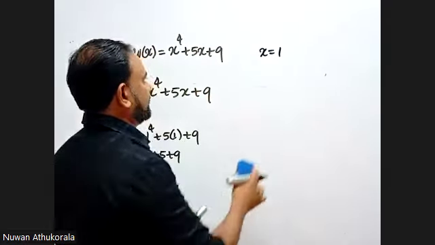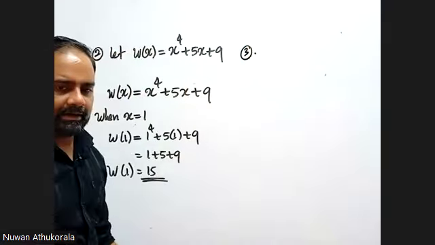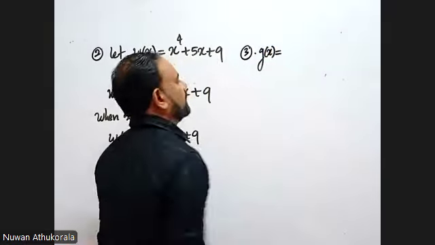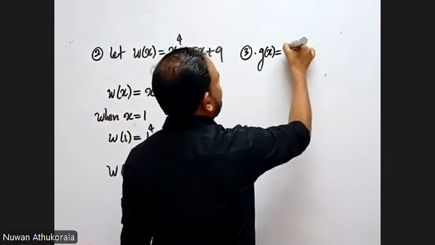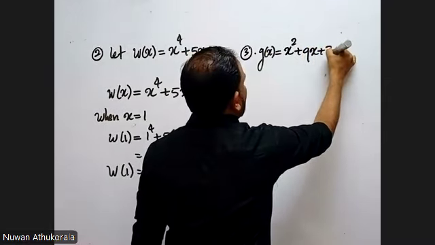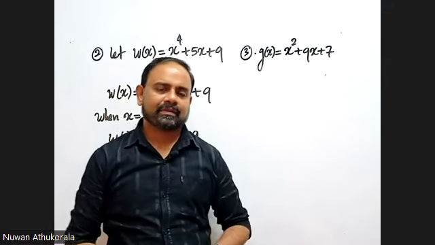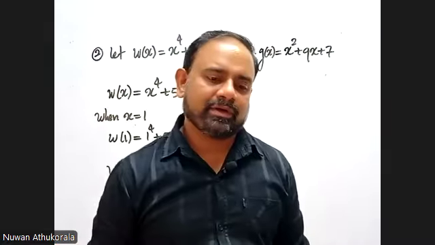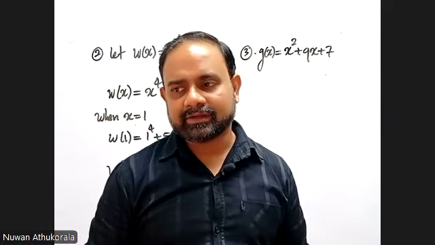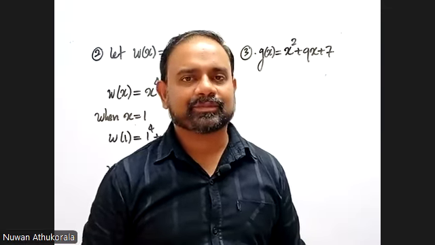Write the third question. Let gx equal x squared plus 9x plus 7. Find the value of gx at x equals 3.